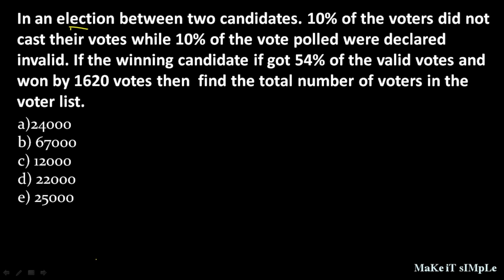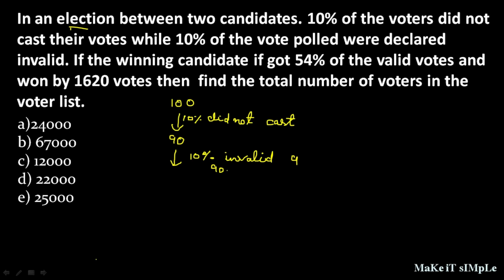Now we will proceed to this problem. Here in this question, we will first assume the total number of voters as 100. From that, 10% did not cast their votes, so there are 90 voters left. From that, again 10% of voters were declared invalid. So 10% of 90 is nothing but 9. We have to subtract 90 minus 9, so we will be getting 81. So we now have 81.